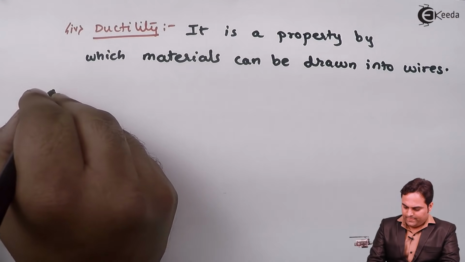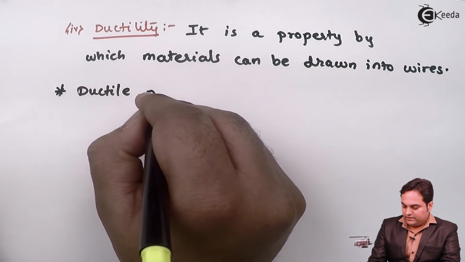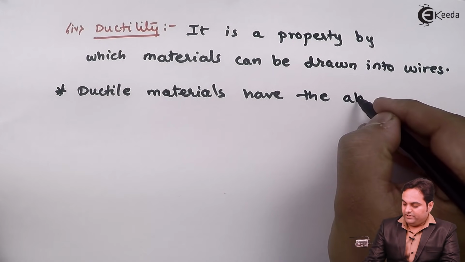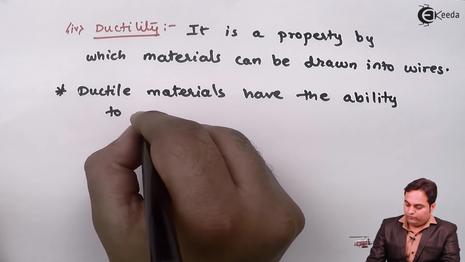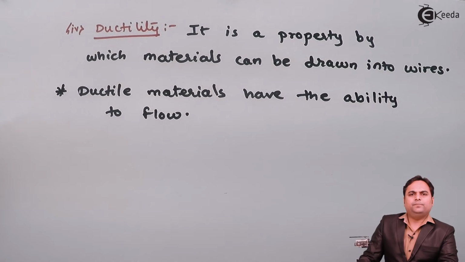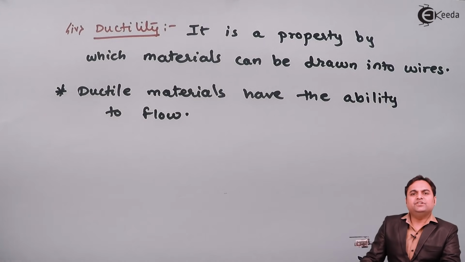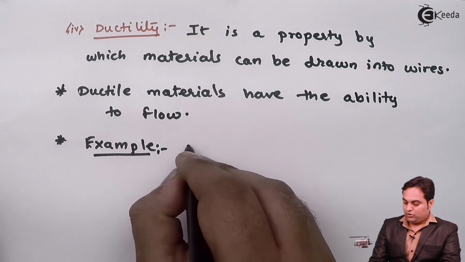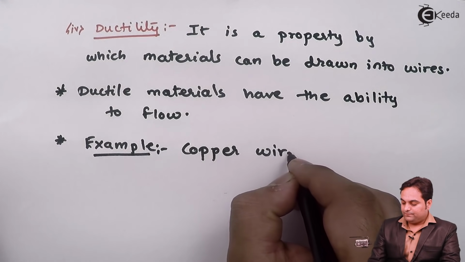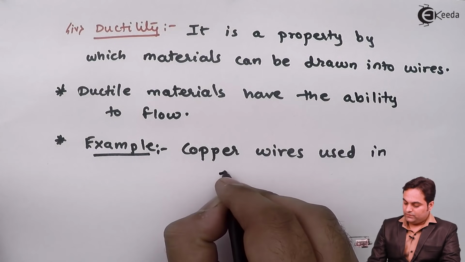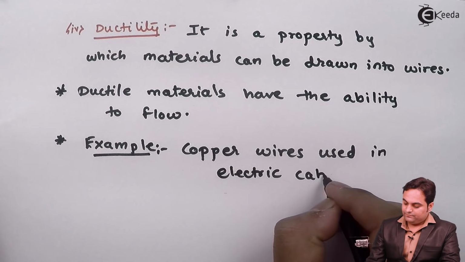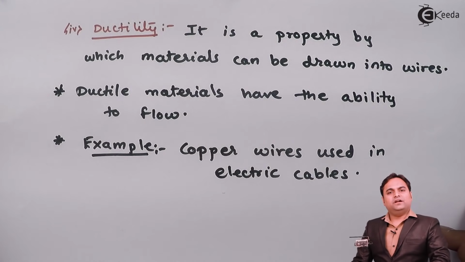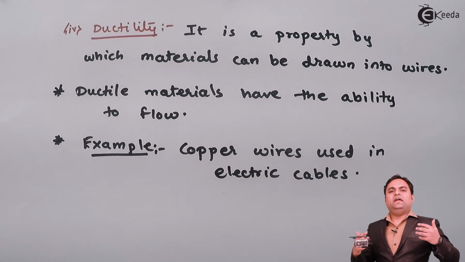So here I can say that ductile materials have the ability to flow. To flow means when the load is applied, the material will elongate, it will change its shape. Example, copper wires used in electric cables. The copper wires which we are using in electrical connections are all ductile materials because we can convert them into wires and they have the ability to flow.